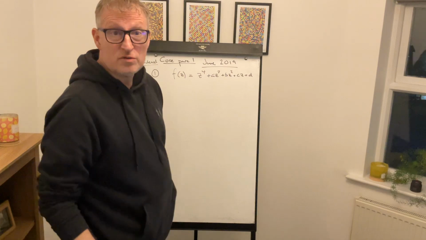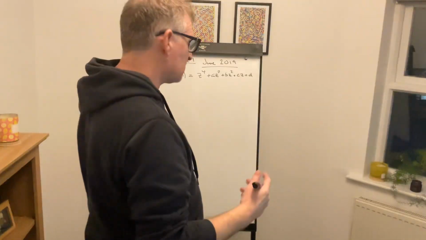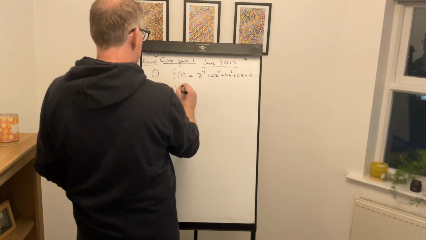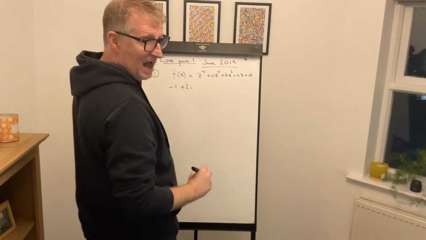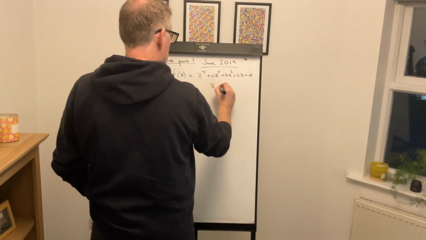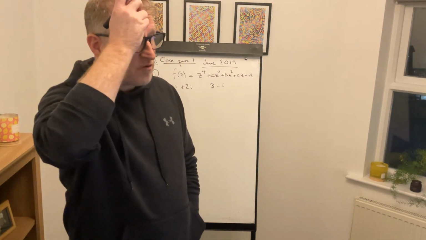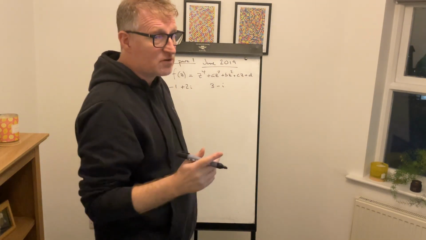But you're told two of the roots. So you're told two of the solutions to f of z being equal to 0. And the roots you're given are -1 plus 2i and 3 minus i. So first thing, a nice starter for 4 marks: show all the roots of f of z equals 0 on a single Argand diagram.